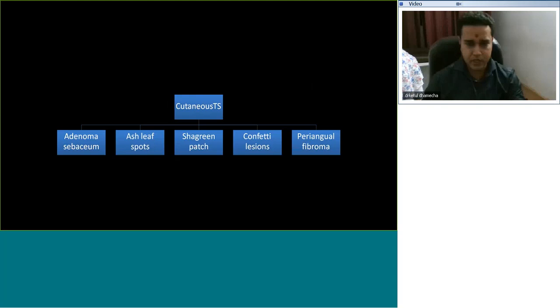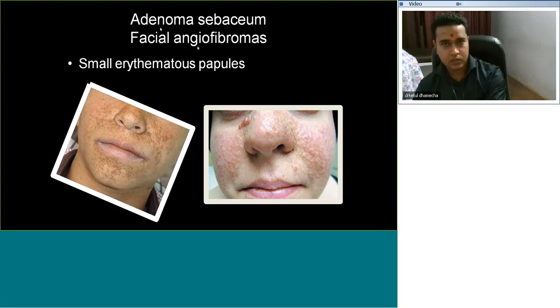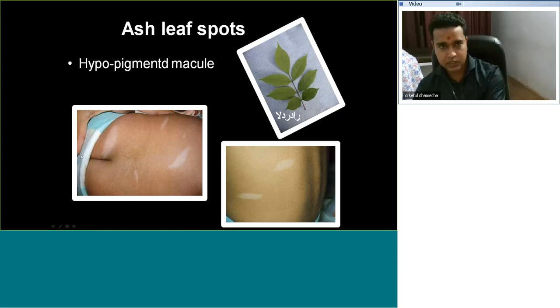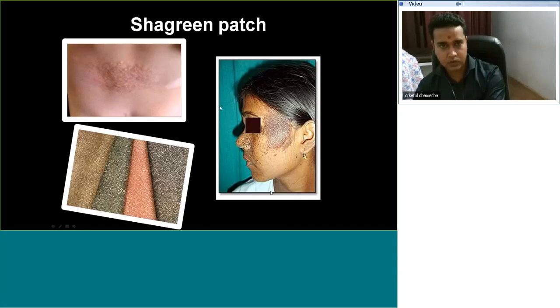What are the cutaneous manifestations in tuberous sclerosis? One is adenoma sebaceum that we have already seen, ash-leaf spots, Shagreen patch, confetti lesions, and periungual fibroma. So this is adenoma sebaceum, facial angiofibromas. These are ash-leaf spots, hypopigmented spots. This is a Shagreen patch. This is how they look.